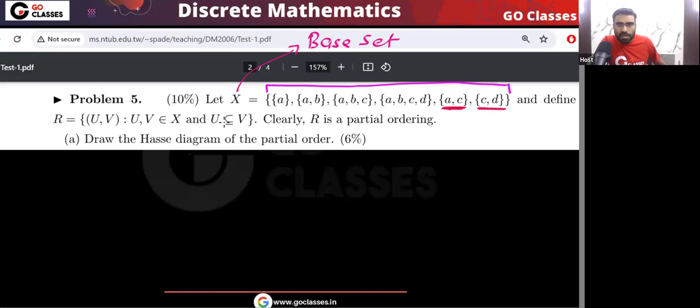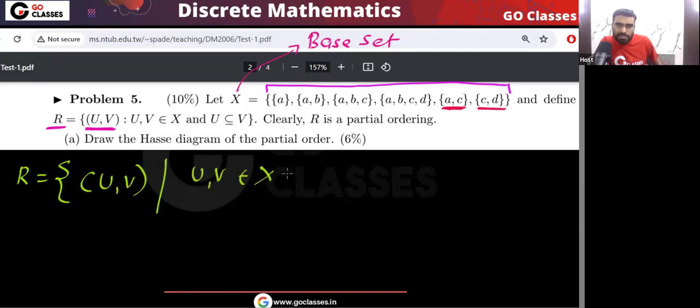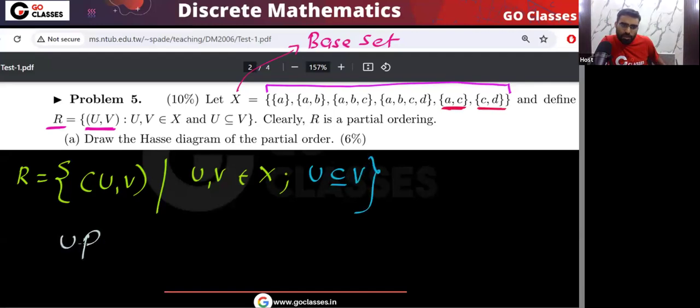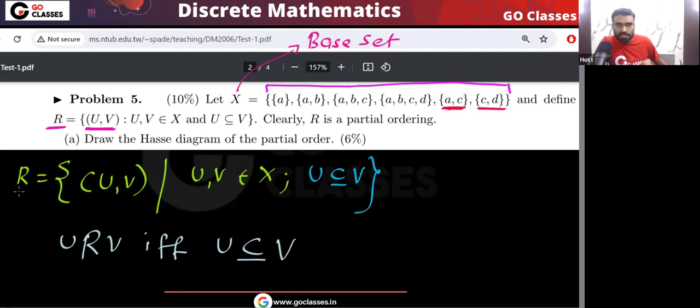Okay, every element is a set. These are sets. Now the question is saying you are defining a relation. You are saying that in your relation you have U comma V, where U, V are coming from X, because X is your base set. Okay, and you are saying that U is related to V if U is a subset of V. So this is very simple, that U is related to V if and only if U is a subset of V. So your relation is subset. Is this clear? In simple words, I can say this is your subset relation.